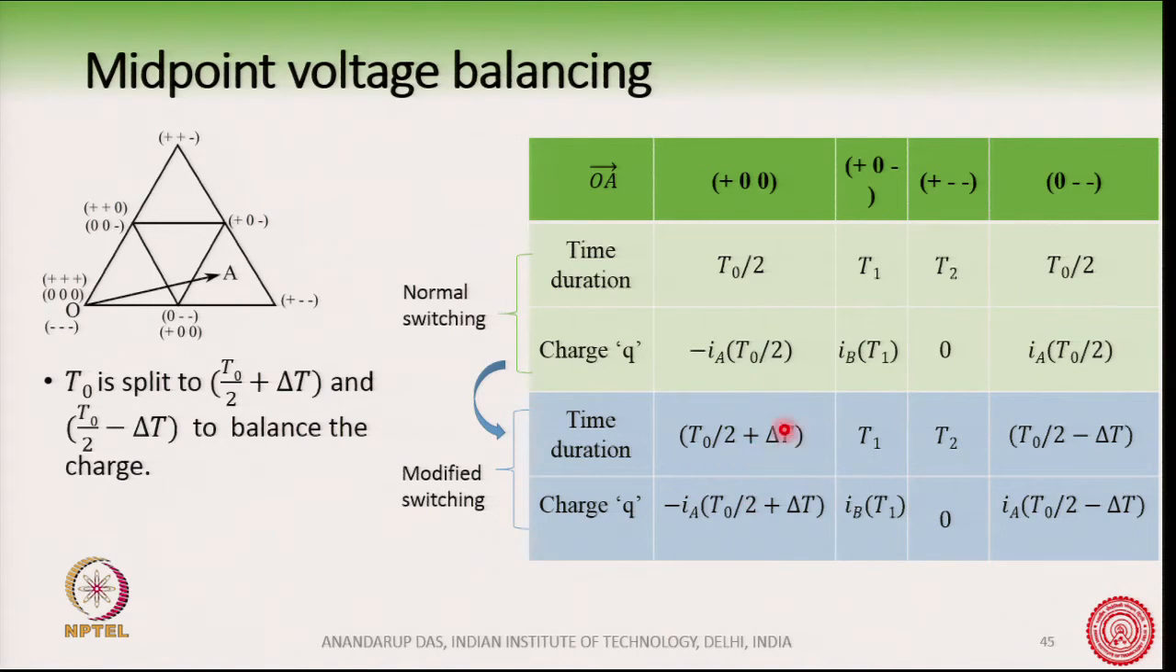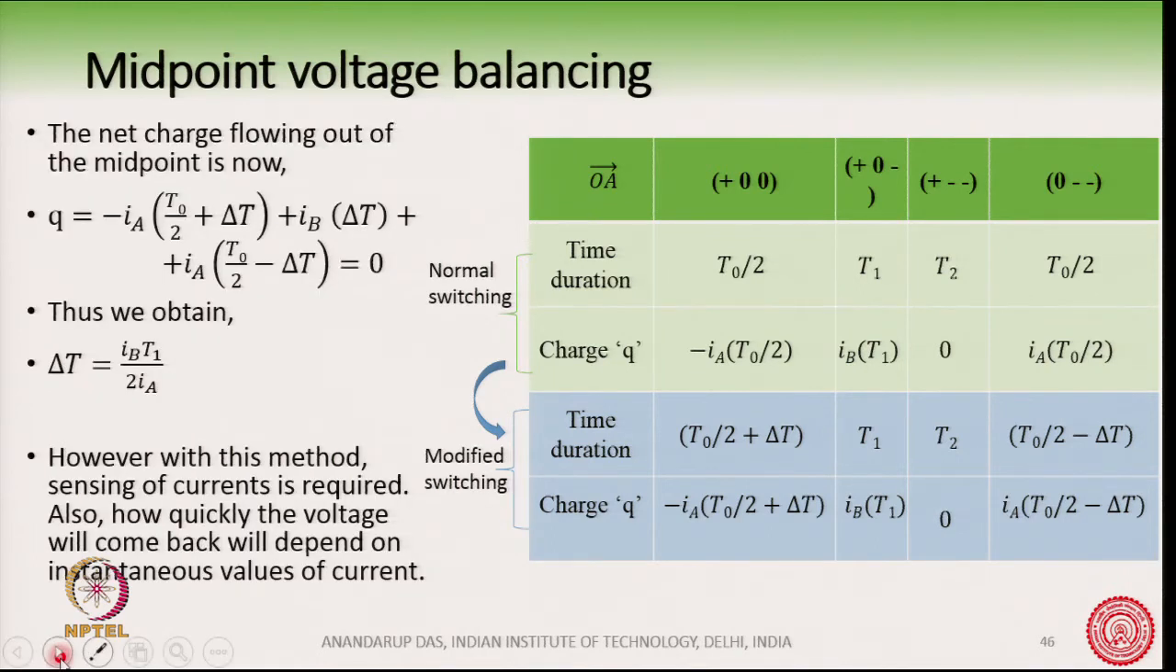So, if we change to T0 by 2 plus delta, then the net charge which is flowing out of the midpoint is minus Ia times T0 by 2 plus delta, and with this 0 minus minus we have seen that the net midpoint current is plus Ia. So, this is the charge which is flowing out of the midpoint after we change T0 by 2 to T0 by 2 plus delta and T0 by 2 minus delta. So, now we can equate.